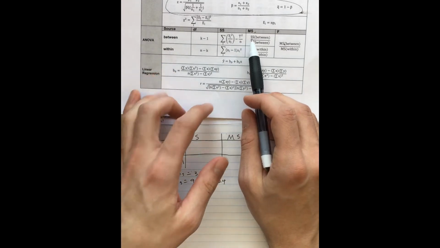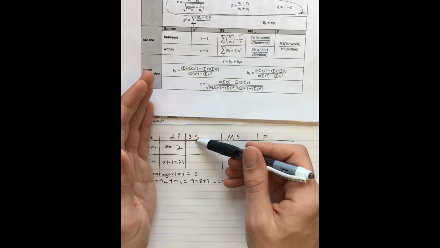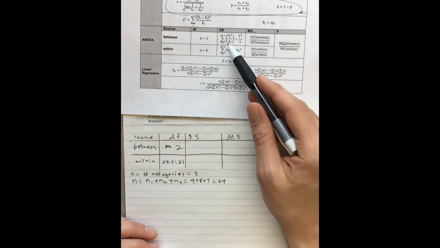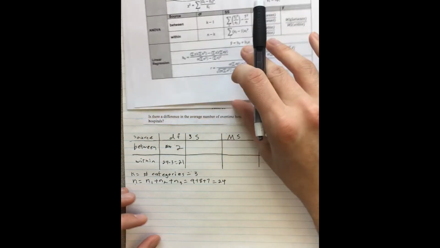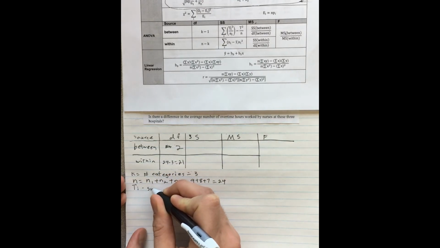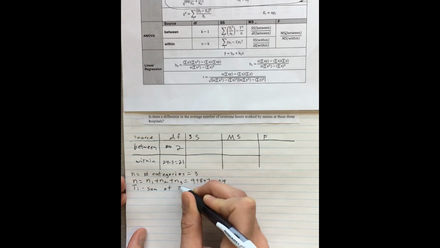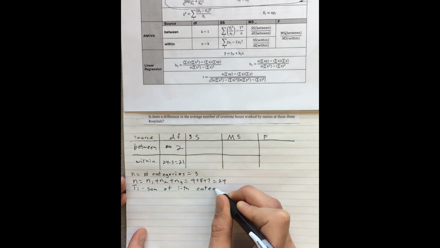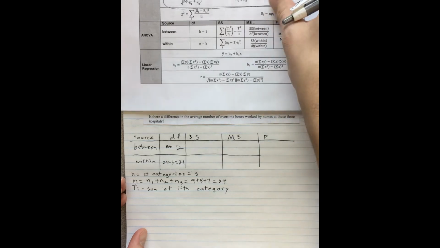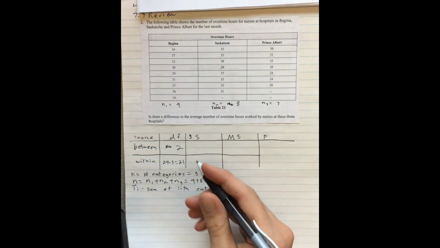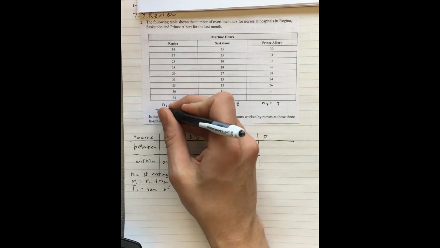Now the tough part: MS is pretty easy once you know what SS is. It's just this SS term that makes things kind of complicated. So let's figure that out. Now, Ti is the sum of the i-th category, and there's actually a pretty easy way to do this on your calculator. So T1 is the sum of Regina.